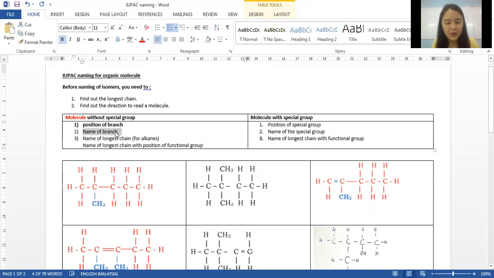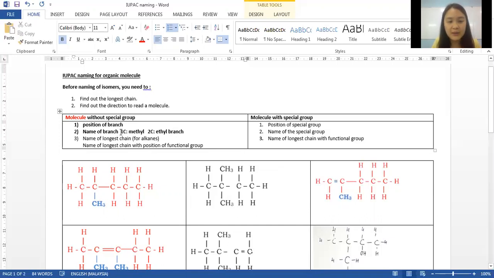Then, following that, mention the name of the branch. Now, a lot of students ask me, how do we actually know the name of the branch? The name of the branch depends on the number of carbon that it contains. If your branch contains 1 carbon, we normally call that the methyl branch. If your branch has 2 carbon, we call that the ethyl branch, and so on and so forth, right?